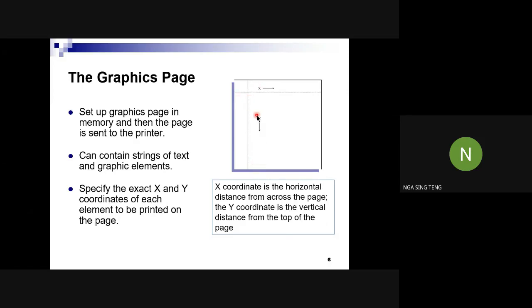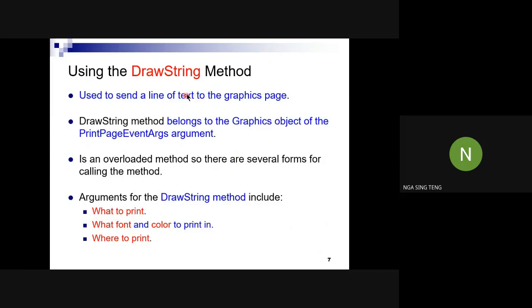Where you set it is the location given by the x and y coordinates. So this is one of them, using the DrawString method to send a line of text to the graphic page. The DrawString method is for you to send the text that you want to print, what color you want, and what font you want. You can set all this.